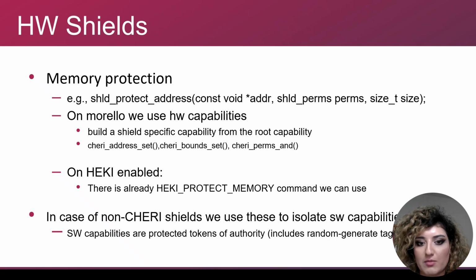So we added a wrapper, shield protect address, that on KVM-based platforms uses the protect memory hypercall, and on Morello uses CHERI instructions for address set and bound set, assigning the permissions, and then that region is protected by CHERI capabilities. We need this as the main building block for the isolation of the shields. And the first thing that is used once we have the memory protection is that we assign specific hashes, signatures, and software-based capabilities that I will describe later.